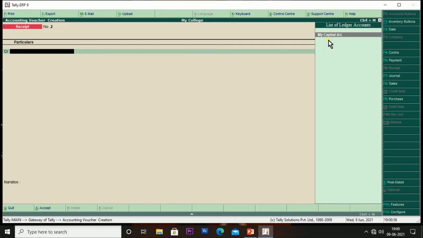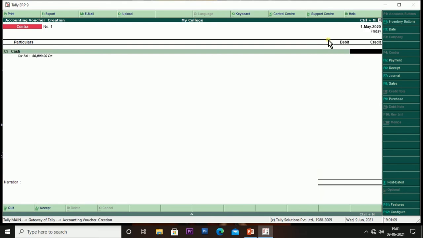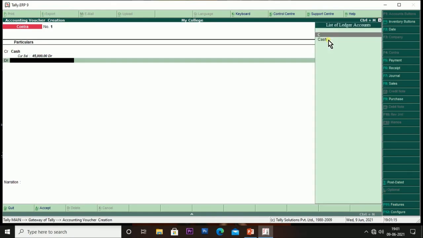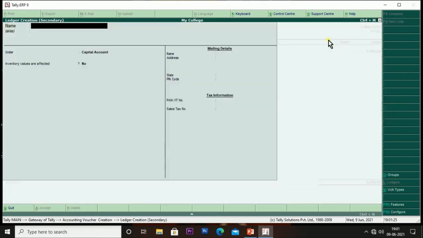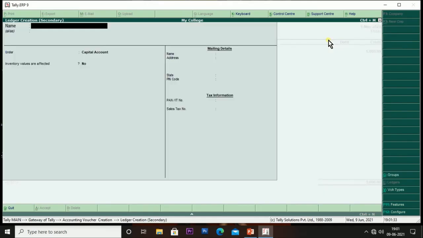We can go for contra, F4. For that purpose, we take credit to cash. Maybe I want to deposit 5,000 rupees to the bank, so debit the bank. But the bank account is not there. For that, even from the voucher entry screen, we can create a bank account by pressing Alt C. Alt C is to create a ledger in the voucher entry screen.